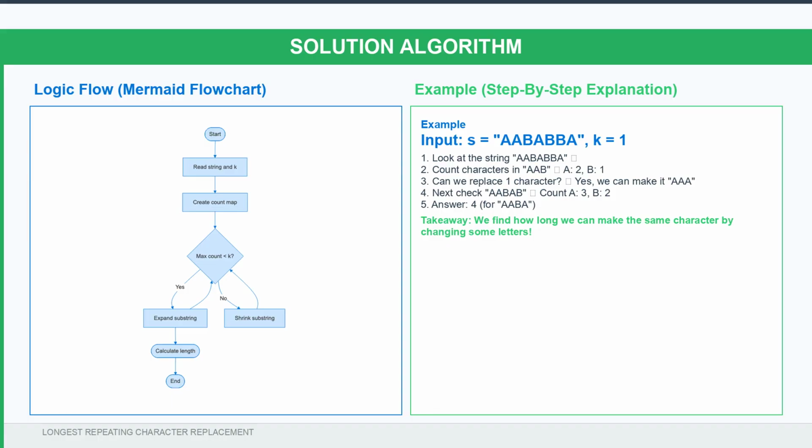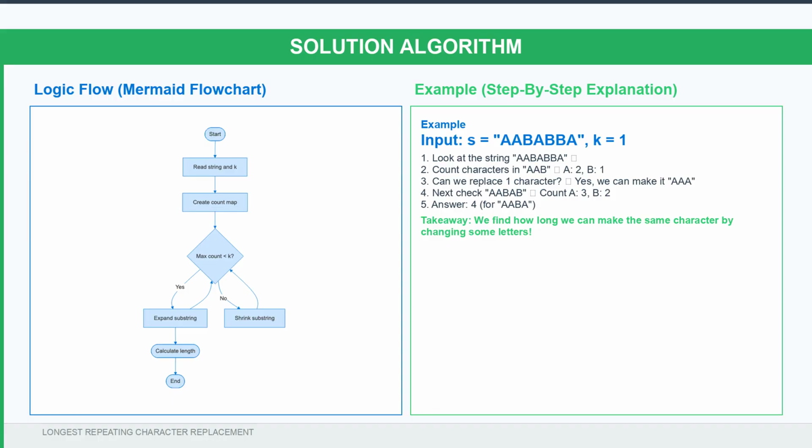Next, we will expand our window by moving the right pointer through the string. As we add characters, we update our count map and adjust max count to reflect the highest frequency of any character in our current window. Now we need to ensure our window stays valid. We check if the number of characters that need replacing exceeds k.